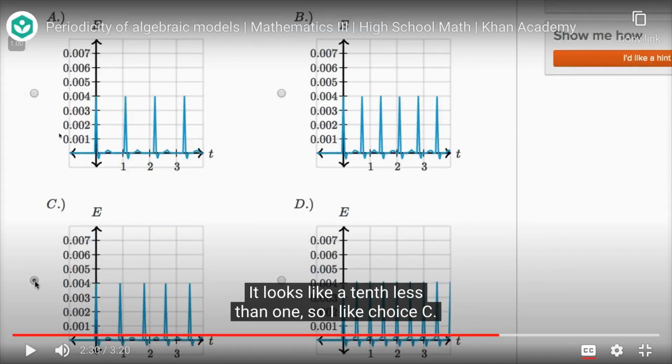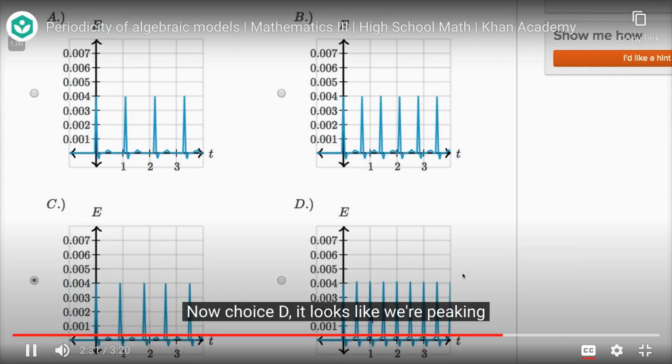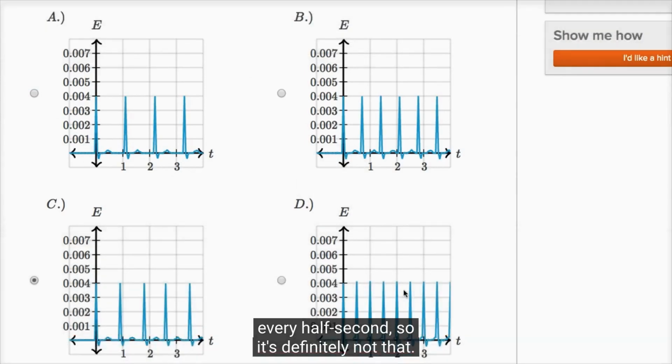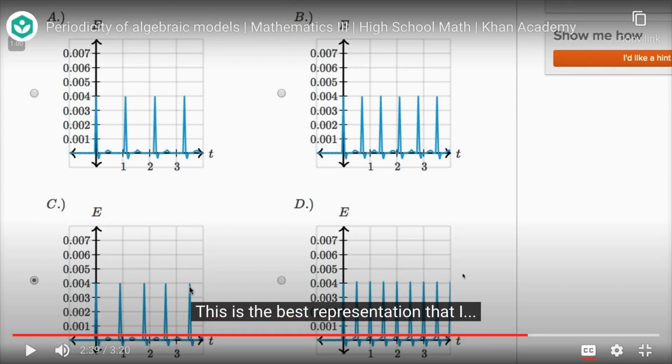And it shouldn't be that hard, as we could say the A would definitely be the answer. Now choice D, it looks like we're peaking every half second, so it's definitely not that. So this looks like a peak of every 0.9 seconds. This is the best representation. Wait, oh, I got it. If we choose the A, it's greater than 1 if you look at it carefully.